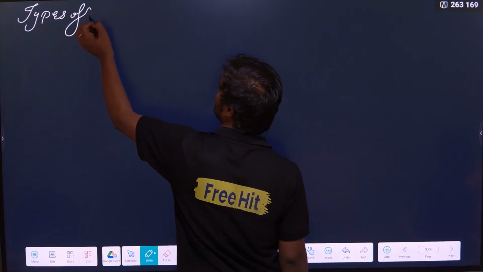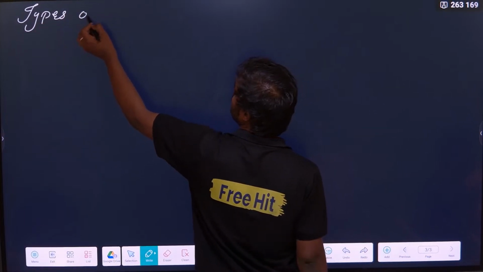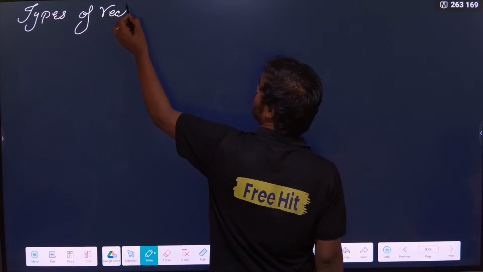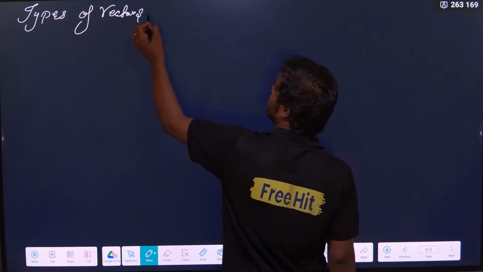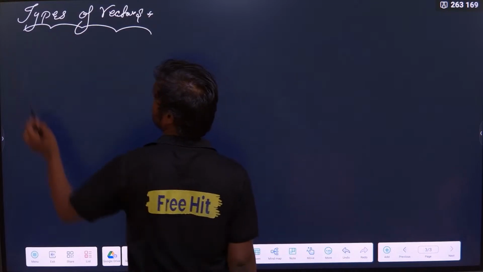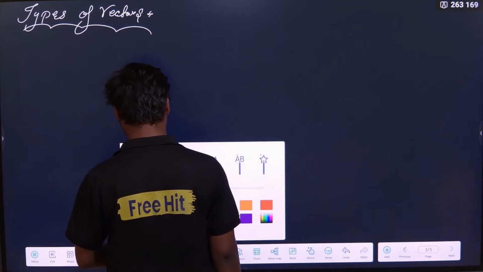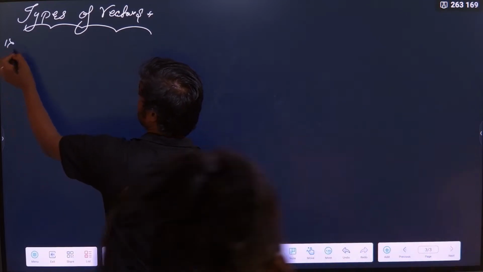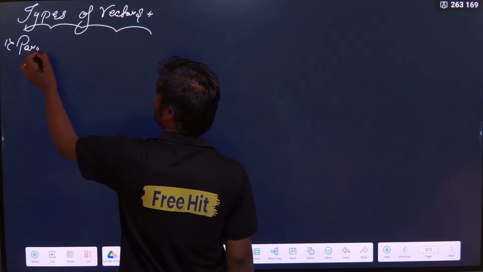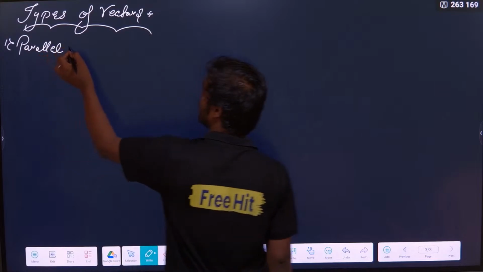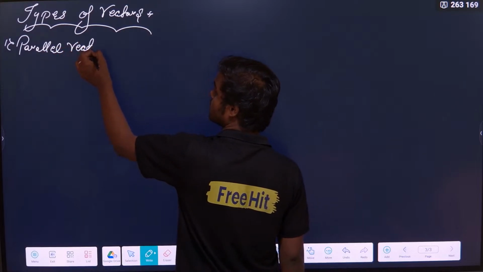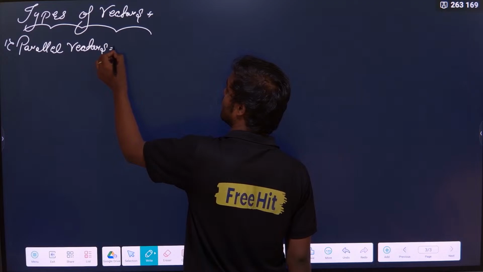Types of vectors. Now what are the types of vectors? Let us see that. There are different classifications of vectors. The first classification is called parallel vectors.